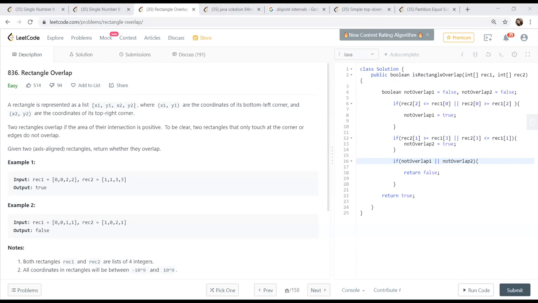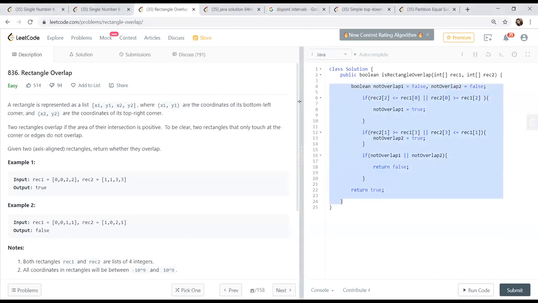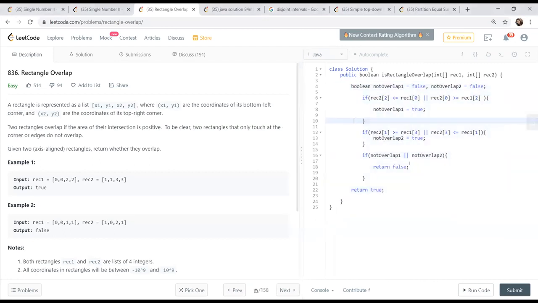Yeah, I have also worked on this approach. I have even written the code on this one. It is basically checking the condition of whether they are not overlapping, in which case it returns true. Otherwise, it will be false. So, can anyone else share a different approach?